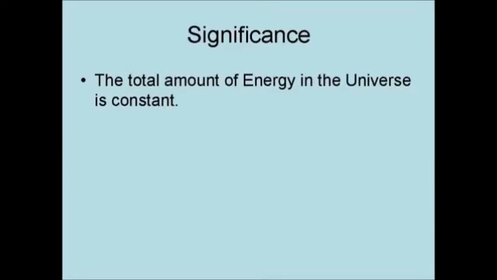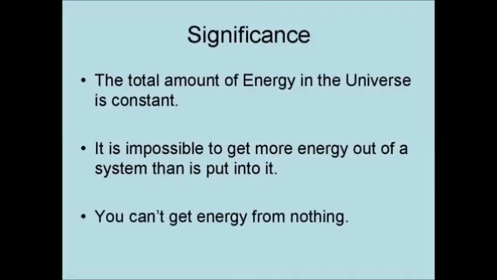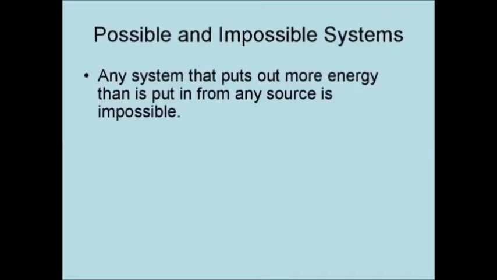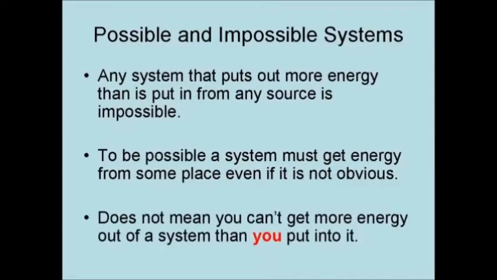The significance of the first law is that the total amount of energy in the universe is constant, so it is impossible to get more energy out of a system than is put into it. Simply put, you can't get energy from nothing. Furthermore, any system that puts out more energy than is put into it from any source is impossible. To be possible, a system must get energy from someplace, even if it is not obvious. This does not mean that you can't get more energy out of a system than you put into it.